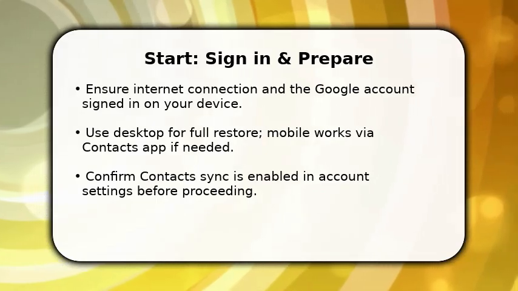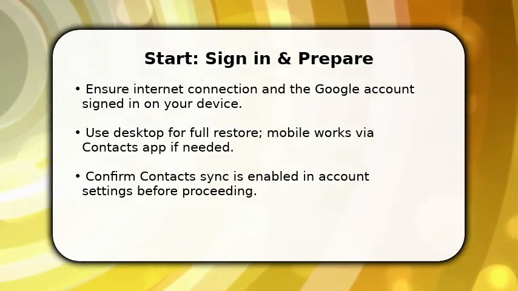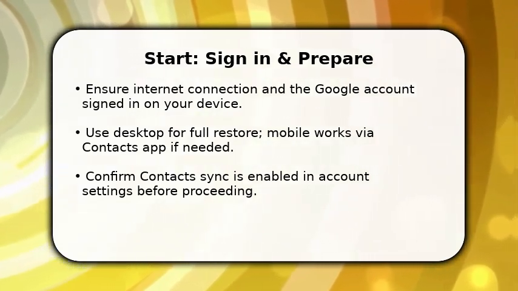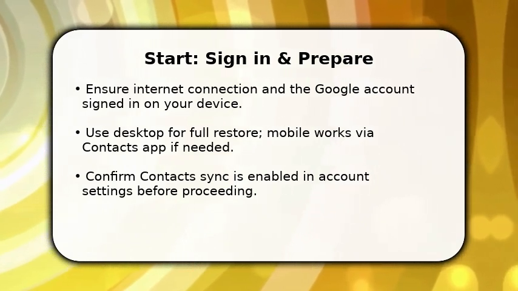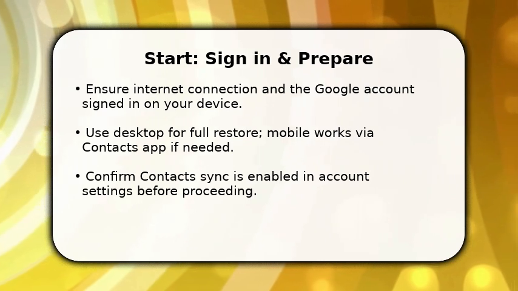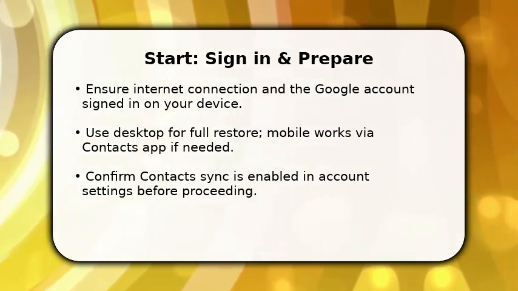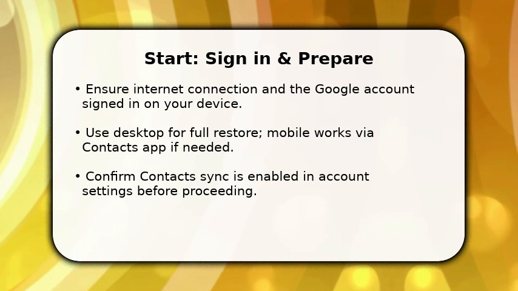You're signed into the right Google account and connected. Now begin. Open Google Contacts on desktop for the most complete options, or the Contacts app on mobile if you must. Once there, make sure the account listed at the top is the one with your backed up contacts. If sync is off, enable it. This ensures you'll see current backups.